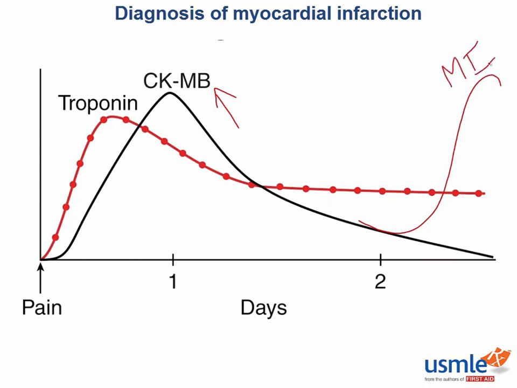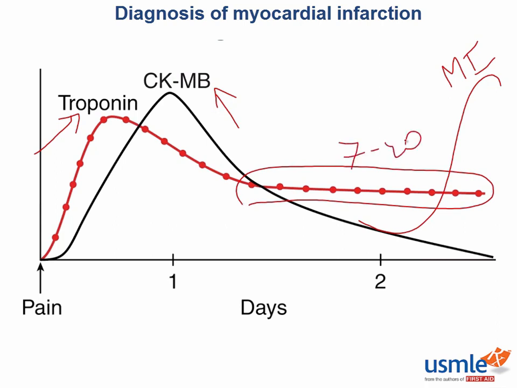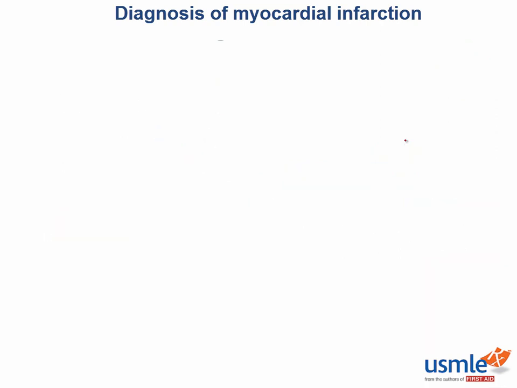Why can't we check troponin I? Look at the graph. Troponin I plateaus. It stays rather elevated. Remember, 7 to 10 days, right? Because this cardiac marker stays elevated for up to 10 days, it takes much longer to eliminate troponin I from the circulation. All right, let's keep going.